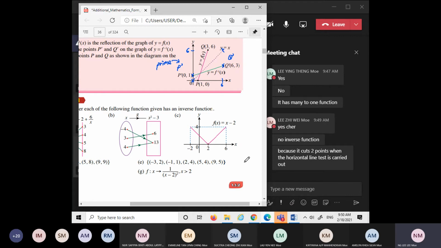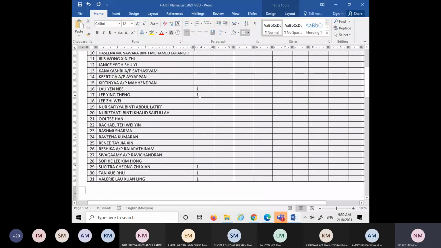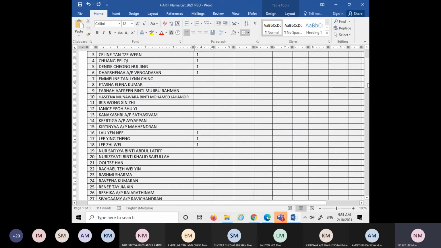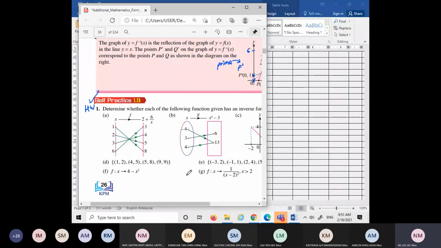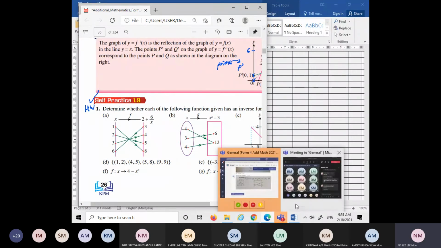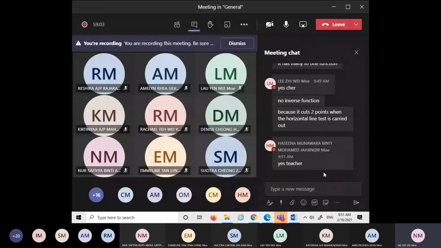Okay, because it cuts at one point when the horizontal line test is carried out. Okay, very good. Okay, so maybe I change again. Okay, Hasina. Hasina here? Okay, very good.